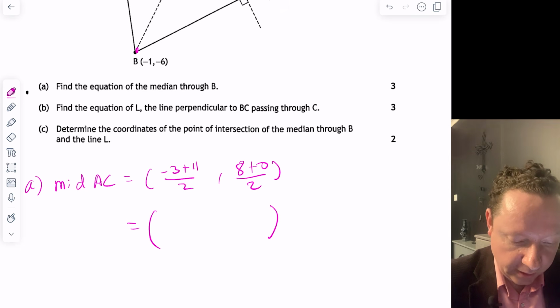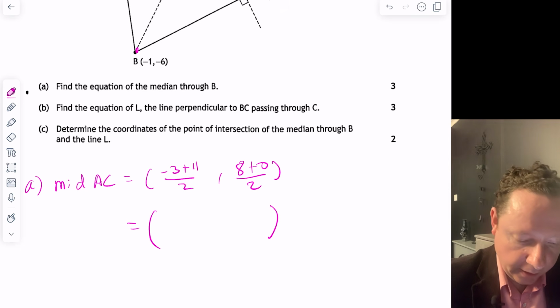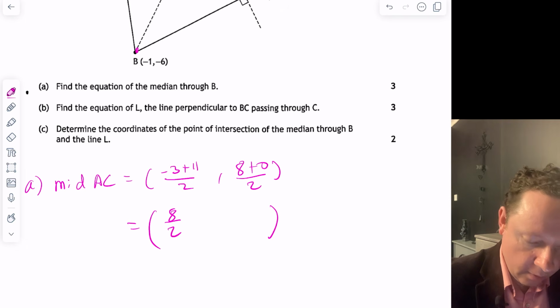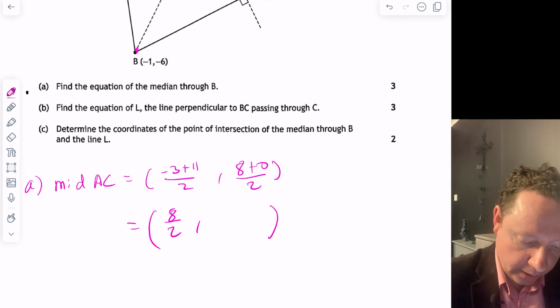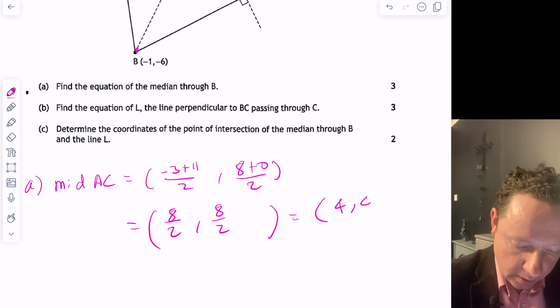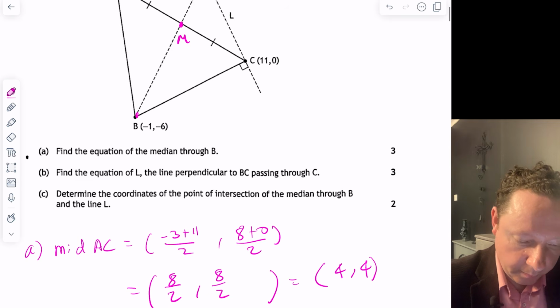So we've got minus 3 plus 11. What does that give me? 11, 10, 9, 8. 8 over 2. And we've got 8 plus 0 over 2. That's 8 over 2, so that's a nice one. That's 4, 4. So there's my midpoint. And now I need my gradient between B and M.